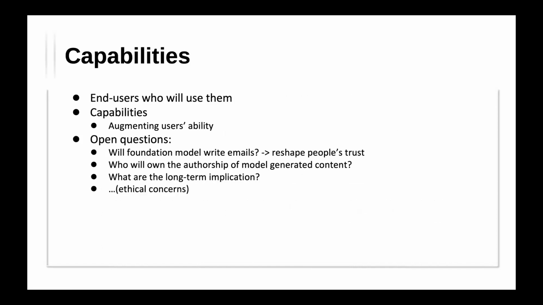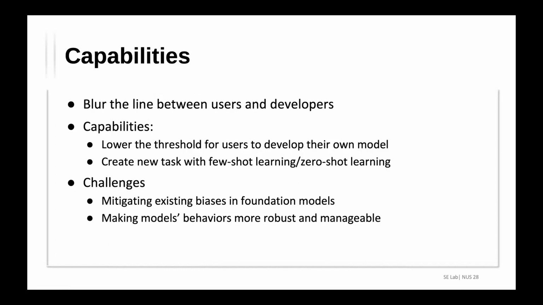And for the end user who would use them, it's more about the societal impact, because they think the challenges would be the ethical concerns. Like when an AI-infused application helps a user write some emails, it will restrict people's trust, or raise questions about who would own the authorship of the emails, all the ethical concerns. Yeah, this is not a technical issue for us to consider for now, but maybe in the future. Yeah, okay, keep going on.